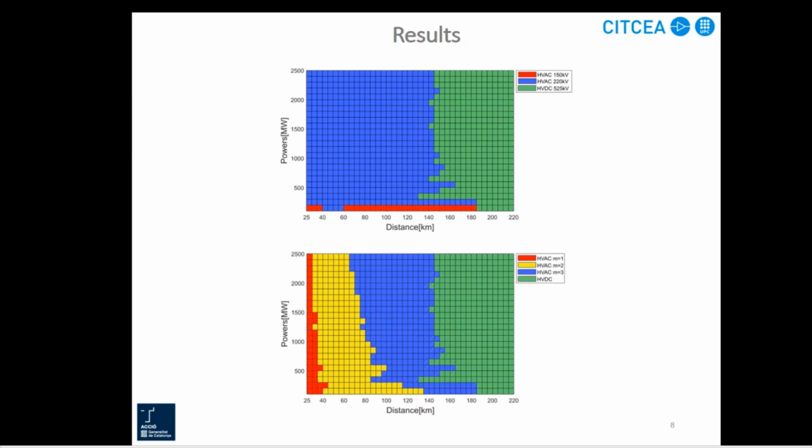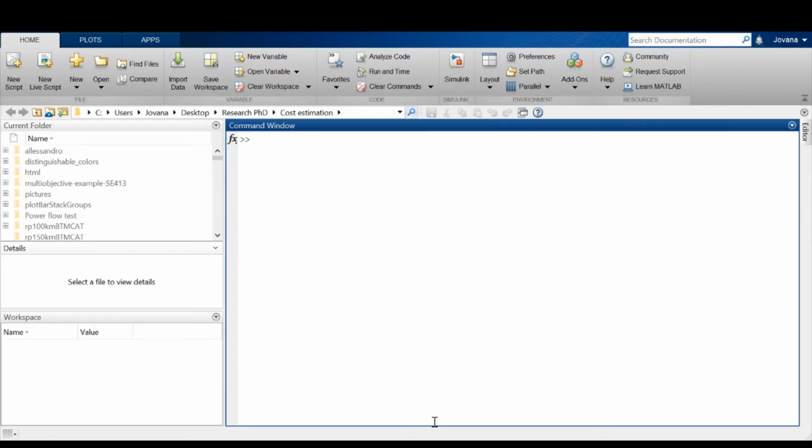The second type of analysis that we can do with this tool is a single case study, having 1 transmission distance and 1 power of the offshore wind power plant, which will be shown further in MATLAB. Here I'll be presenting the single test case optimization for a rated power of 2.4 gigawatts and a transmission distance of 120 kilometers, which is actually planned for a project in the UK in the North Sea named Hornsea 3. So we run the code for the single test case and we let it run.